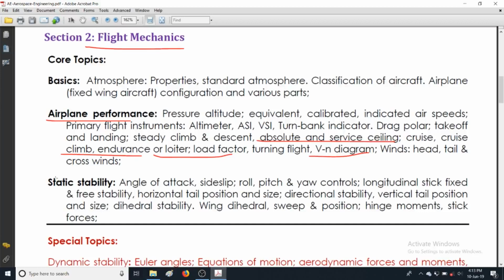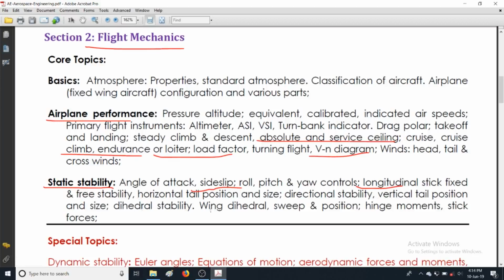Once we complete the airplane performance, we will go for the stability part. So in the stability part, we will first see the side slip, roll and pitch, and then we will go for the longitudinal stability, stick fixed and stick free, and then we will go for the directional stability, and then we will go for the lateral stability, and then we will see what is the best position of the vertical tail and how it affects the stability.